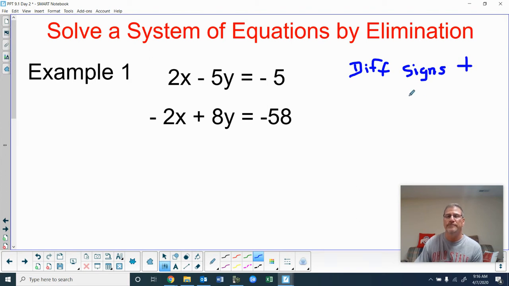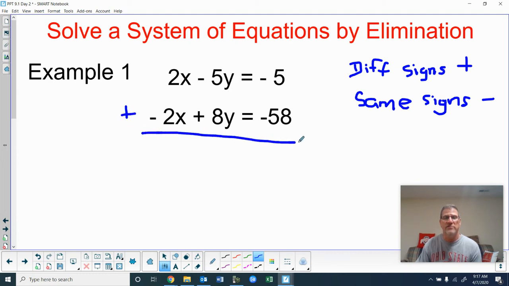We add. Same signs, if they're both positive 2 or both negative 2, we would subtract. So S for same, S for subtract. So if these were both positive 2s or both negative 2s, I subtract the two equations. But since the signs are different, and I'm just looking at the signs of the coefficients, positive 2, negative 2, they were different, so I'm going to add these two equations.